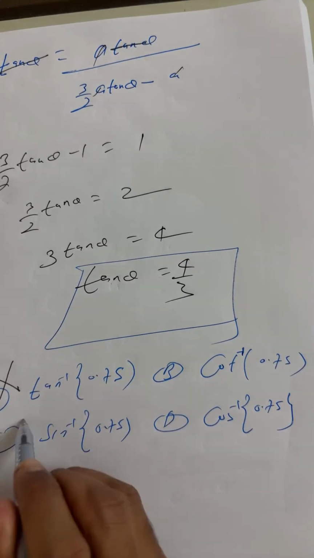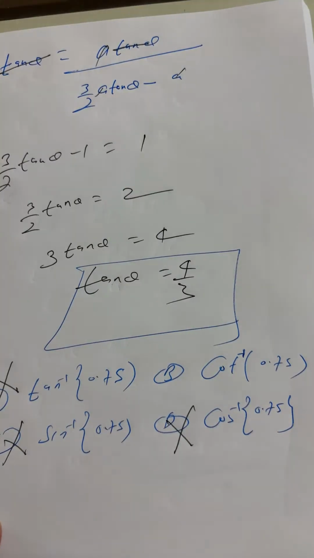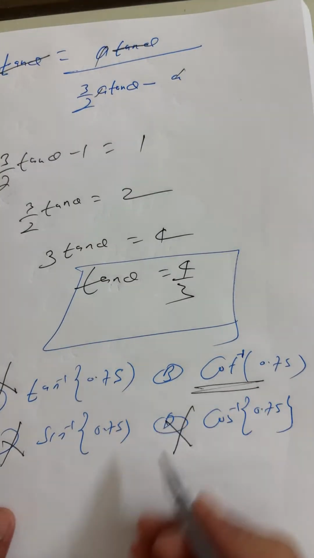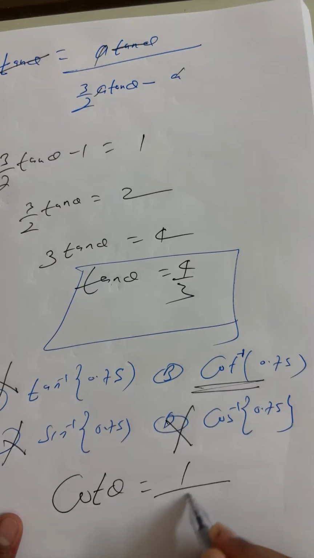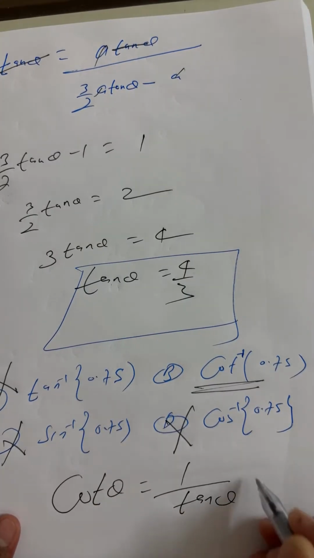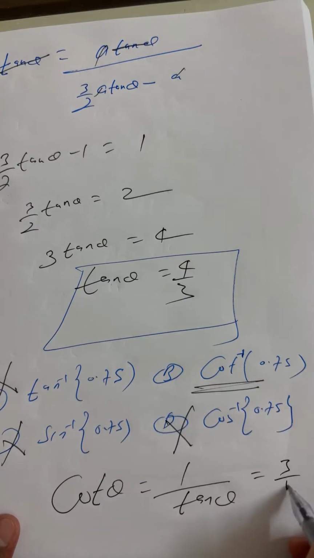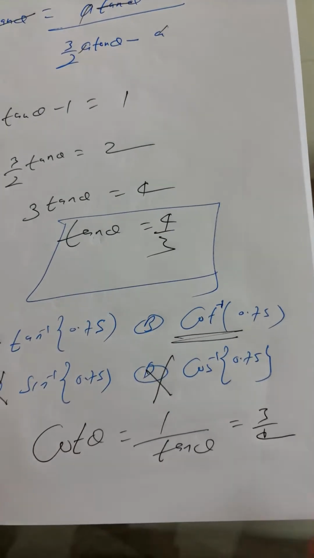So this is not possible. You have only one answer here. So you can write now, what is this? cot theta is equal to 1 by tan theta. So you can say 3 by 4. This is 3 by 4 here.